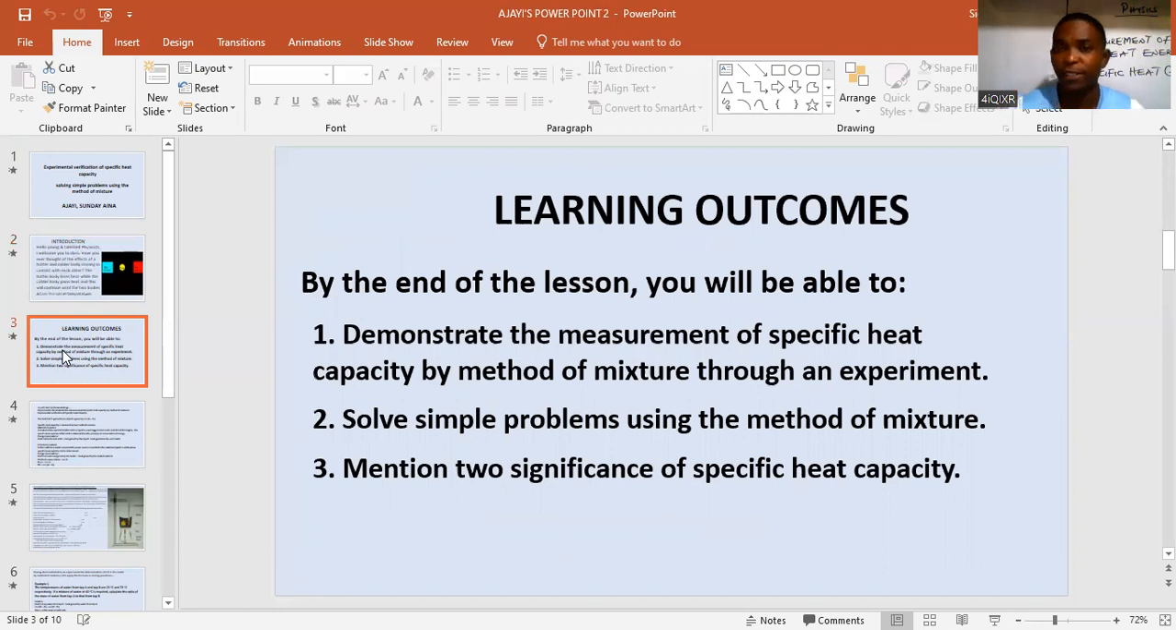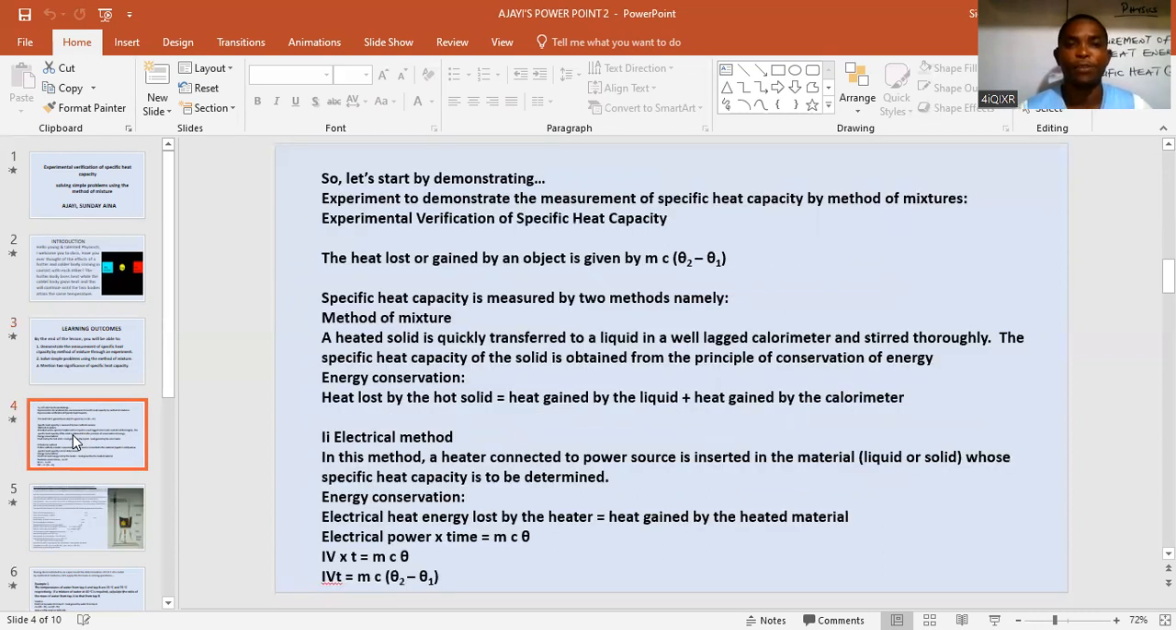At the end of the lesson, you will be able to demonstrate the measurement of specific heat capacity using method of mixtures through an experiment. The second one is you should be able to solve simple problems using the method of mixtures. And the third, you should be able to mention two significance of specific heat capacity. So let's start by demonstrating the measurement of specific heat capacities using method of mixtures.